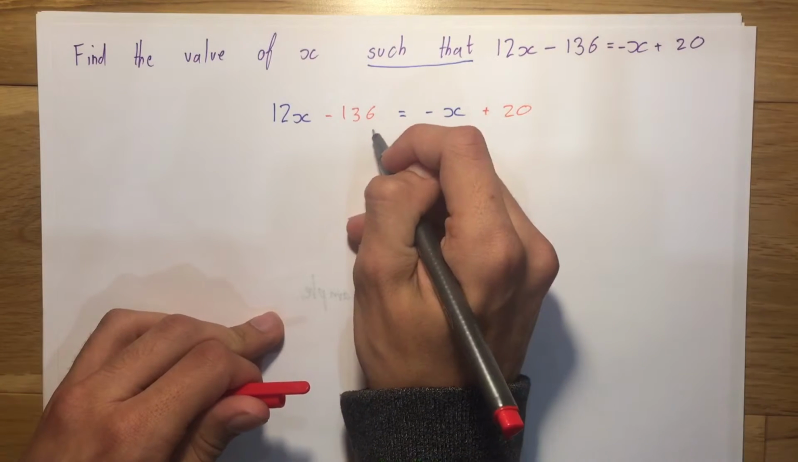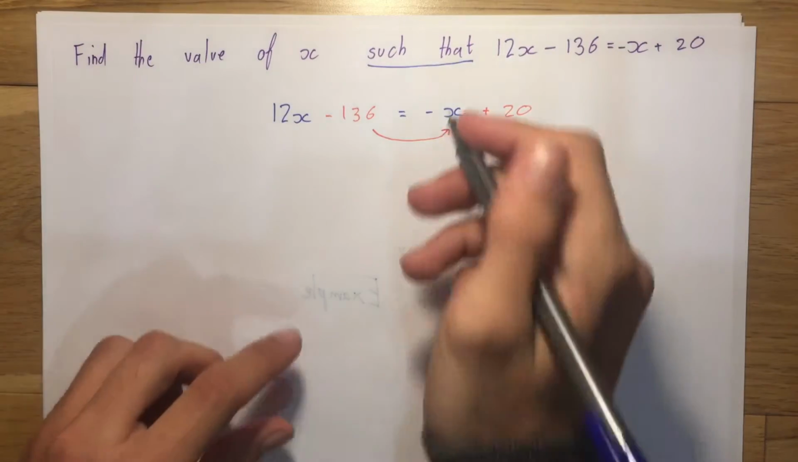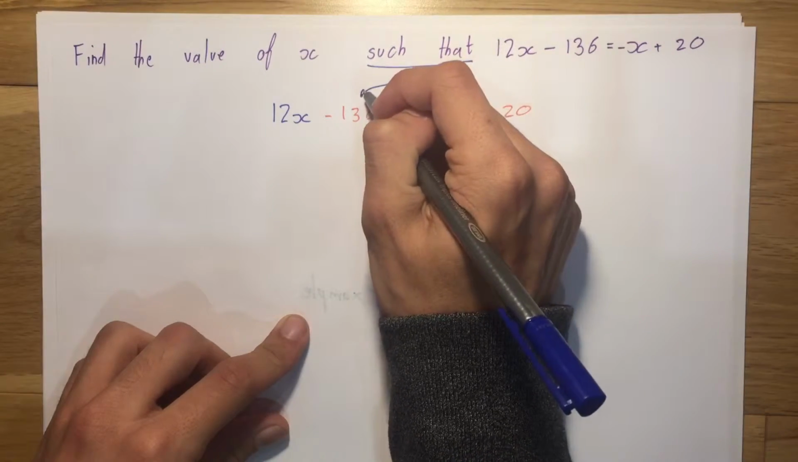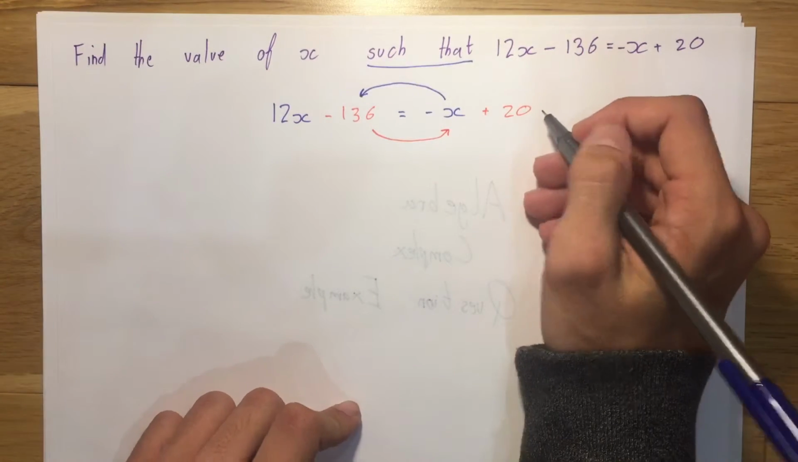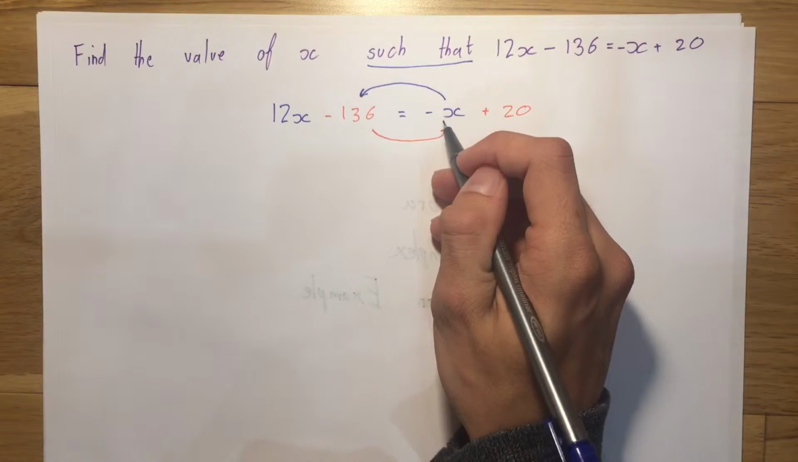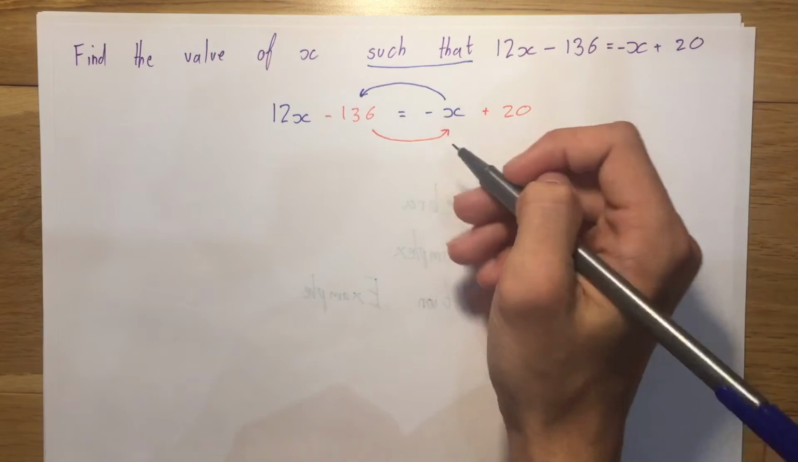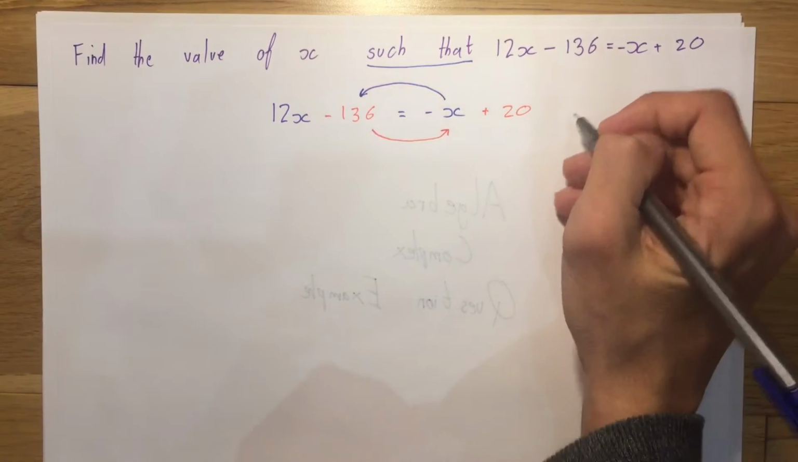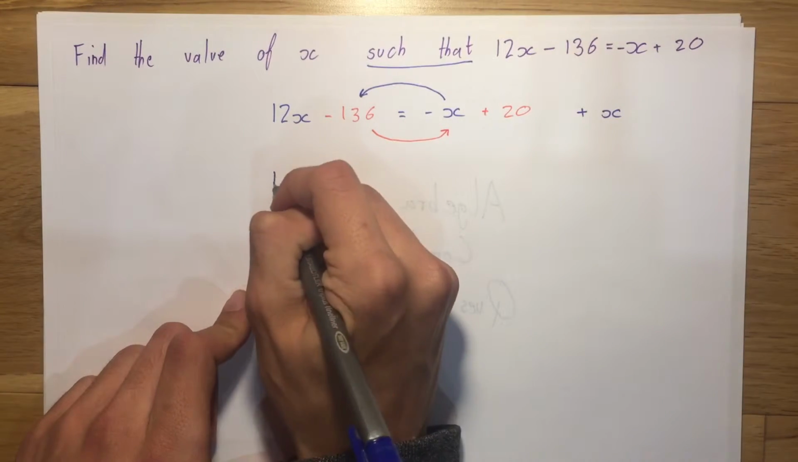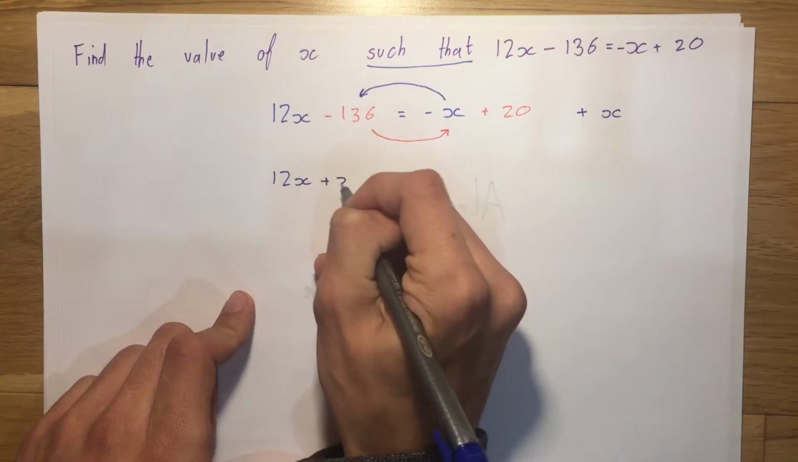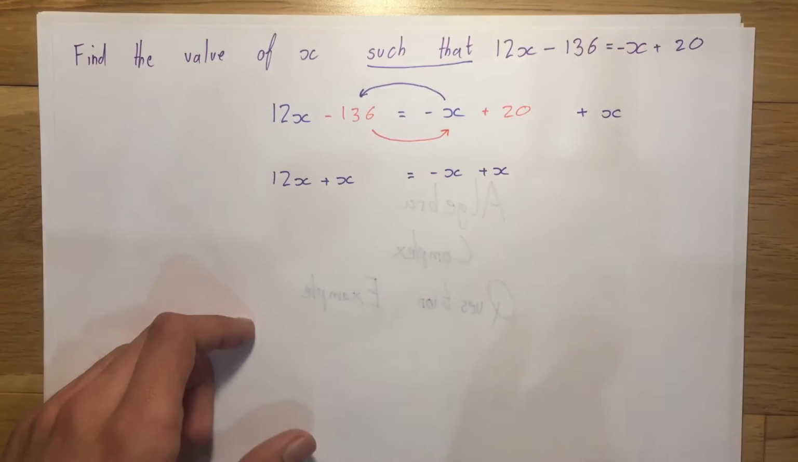So what we want to do is move this value to this side and move the x value to this side. As you might remember from the last video, what we want to do is add an x to this side to cancel out the x on this side and give us another x on this side. So if we add an x, that means that we get 12x plus x equals minus x plus x.